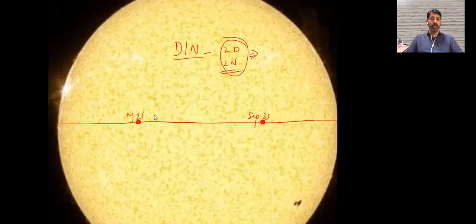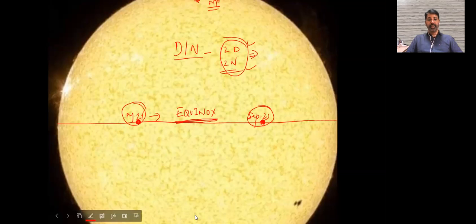No difference at all. When? Only on these two dates, March 21st and September 23rd. Because of that, these two dates are otherwise called equinox. Equinox means equal amount of sunlight. Equal amount of sunlight is available across the earth, so they have exactly 12 hours day and 12 hours night, including even the North Pole and the South Pole.